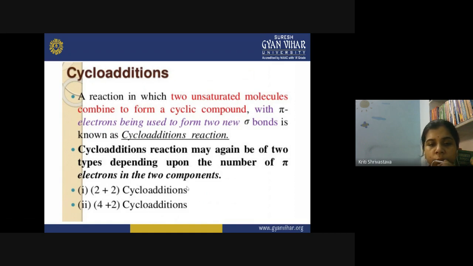Similarly, we can have 2 plus 2 cycloaddition, and the example is dimerization of alkene, dimerization of olefin to form cyclobutane. In that case, both reagents will have 2 pi electrons. So on the basis of the number of pi electrons in the components, we call it 2 plus 2 or 4 plus 2 cycloaddition reaction.